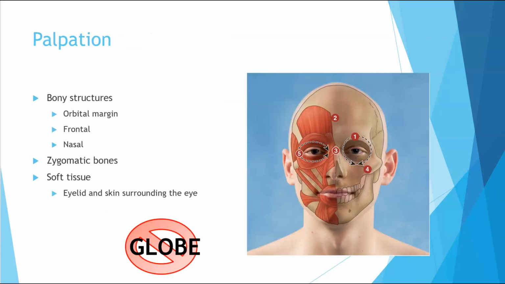Okay, palpation. When we're palpating, we want to palpate the bony structures. So we're palpating the orbital margin, so frontal and nasal bones. That orbital margin is basically around your eyebrow, and then all the way around. Okay, the zygomatic bones, and then now we're going to soft tissue.